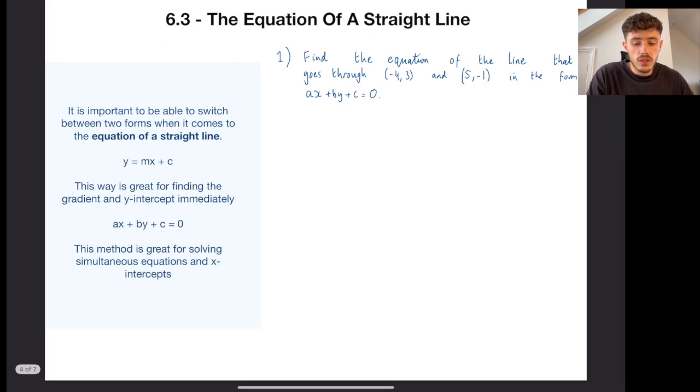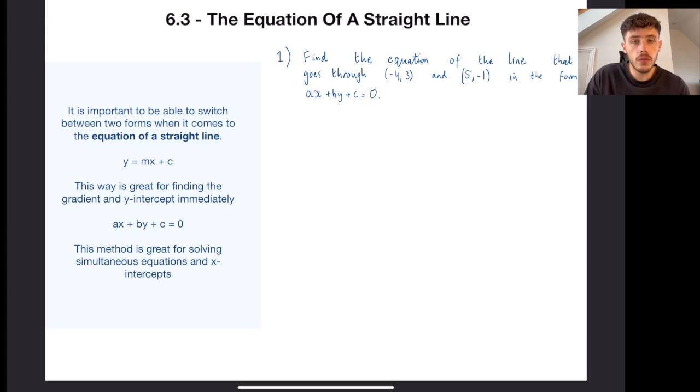Moving on to 6.3, the equation of a straight line. It is very important to be able to switch between two different forms when it comes to the equation of a straight line. And to be honest, a lot of it is just your ability to rearrange things. The y equals mx plus c is the standard way that you've seen throughout GCSE, and this way is great for finding the gradient and the y-intercept immediately.